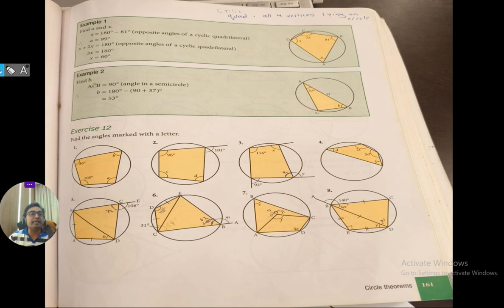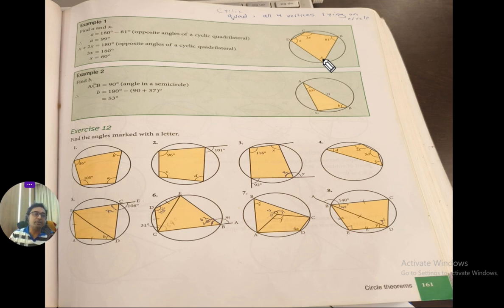First we are discussing the examples. What does it say? Find A and X. Here it is A, X. This and this are opposite, so the sum of the two will be 180 degrees. That being the case, A plus 81 is equal to 180, so A is equal to 99. Simple calculations. Then 2X plus X, these are vertically opposite angles, means the opposite angles. So these two angles, what will the sum be? It will be 180 degrees. So 2X plus X, 3X is equal to 180 degrees, X is equal to 60. Clear?